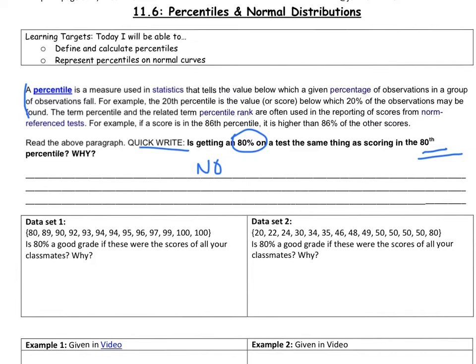So in data set 1, an 80% would be the lowest score out of everybody who took that test. So no, that basically is not a good score. It's the worst out of everyone. But if we look at data set 2, an 80% was the highest score because everybody else did much worse. So you can jot down some explanations to those.